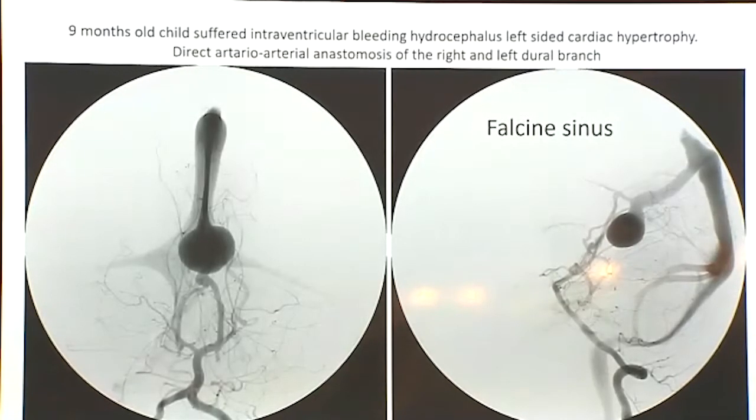Usually, typically, for dural fistula, this is the falcine sinus. This is vein of Galen malformation, but this is not the sinus rectus. This is the falcine sinus, it's the primitive falcine sinus. And this is not an intracerebral AVM, it is a dural fistula.